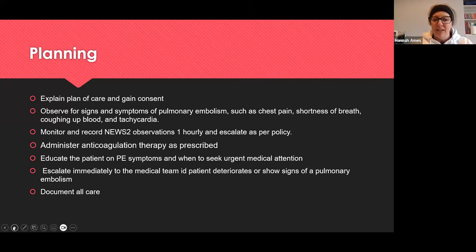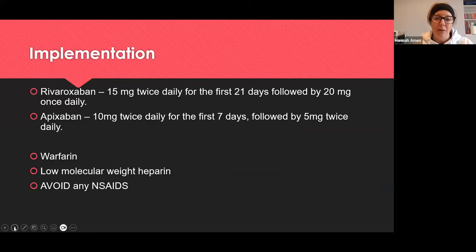We want to be administering the prescribed anticoagulation therapy and monitoring for effectiveness, as well as monitoring for signs of bleeding. We'd want to educate the patient on those symptoms of a pulmonary embolism so they know when to seek medical attention. We'd want to immediately escalate to the medical team if the patient deteriorates or shows signs of pulmonary embolism, and we would document all care as well. So that's one example care plan there for you.